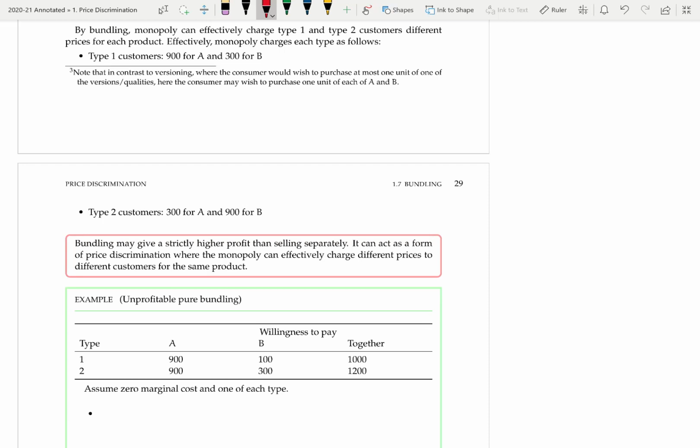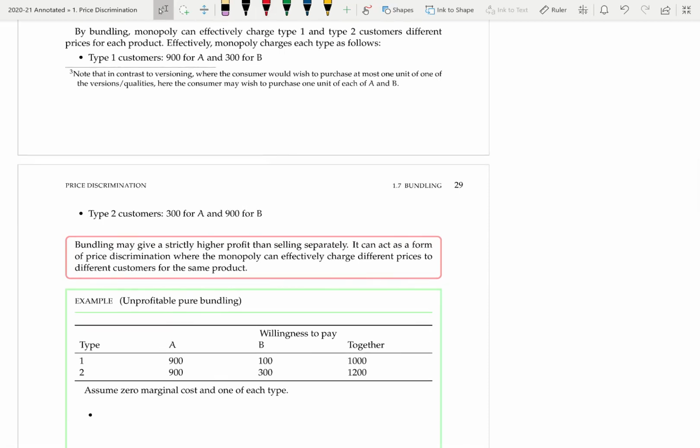So just to summarize that, bundling may give a strictly higher profit than selling separately. It can act as a form of price discrimination because it enables the monopolist to effectively charge different prices to different consumers for a different product. So one feature of this example I should point out is that there's a negative correlation in the valuations for the two goods. Type 1 is willing to pay more for A, and type 2 is willing to pay more for B.